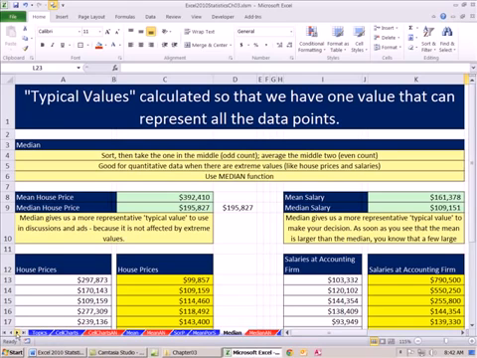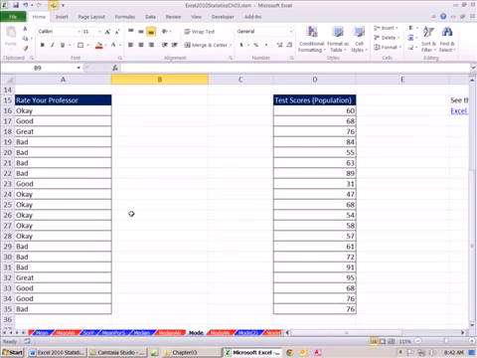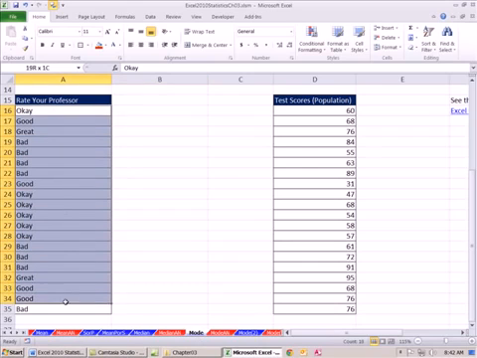Let's go look at our third way of calculating a typical value. And there's lots of ways, but these are the most common. I'm going to go over to the sheet mode. Now, what in the world would you do with data like this? And actually, I think we already hinted at this a few times already in this class.